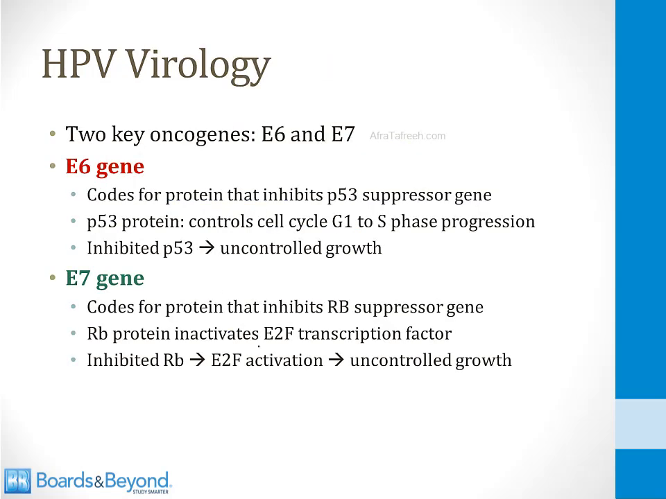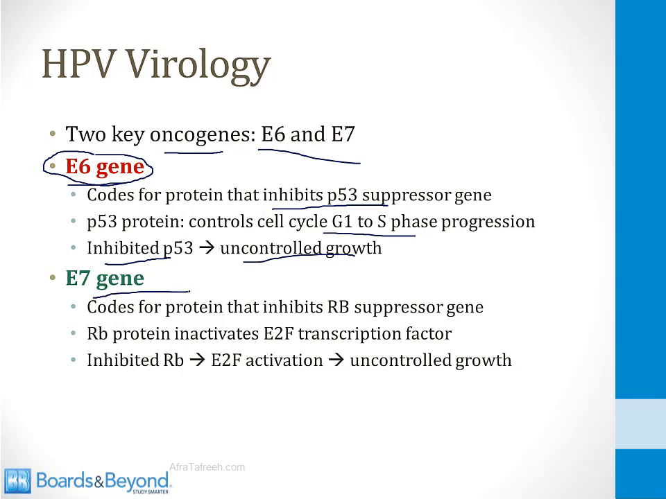So let's talk about some HPV virology. What they want you to know for the Step 1 exam is why certain subtypes of HPV are associated with cancer. And to understand this, you need to know that there are two key oncogenes called E6 and E7 that are found within HPV that are believed to lead to cancer. The E6 gene codes for a protein that inhibits the P53 tumor suppressor gene. P53 is a protein that I talk about in the cell biology section in the video on the cell cycle. It controls the cell cycle progression from G1 to S phase. So when this E6 gene becomes active inside of HPV, it inhibits P53, and that leads to lack of control over cell growth, and that leads to malignancy.